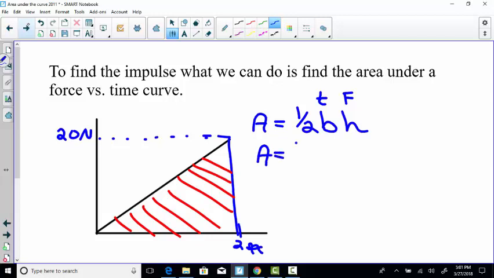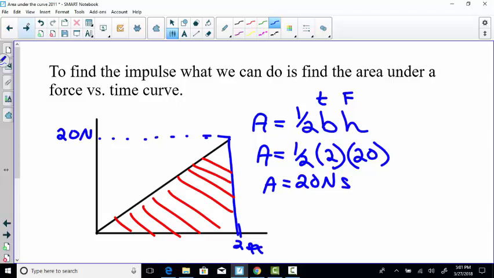So that area would be 1/2, and in this case, the base is 2 and the height is 20. So the area would be 20 Newton seconds. And I always should put in units, newtons and seconds. So we would just find the area of the triangle then. So that's essentially it.